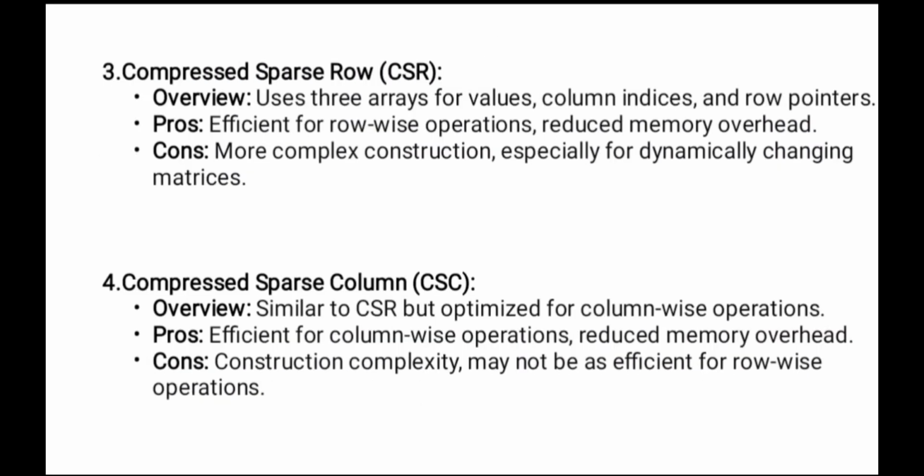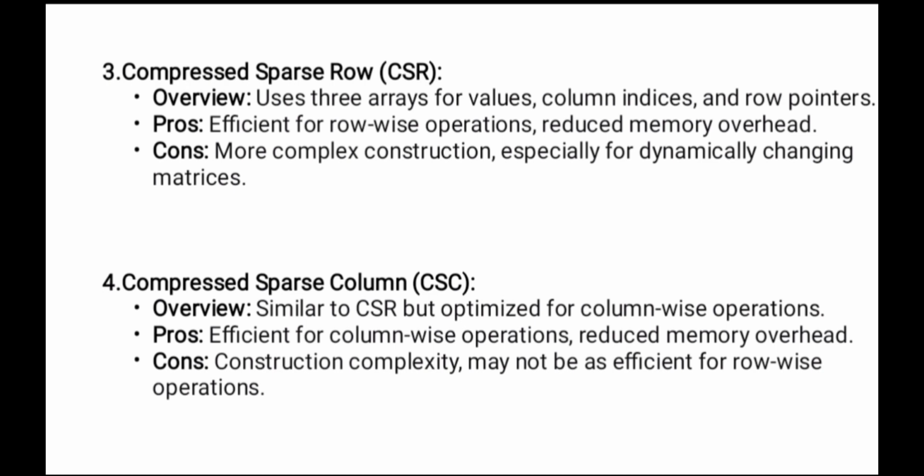And next is compressed sparse row. When you see the overview, it uses three arrays for values, column indices, and row pointers. Next are the advantages. It's efficient for row-wise operations, with reduced memory overhead. When you see the disadvantages, it's more complex for construction, especially for dynamically changing matrices.